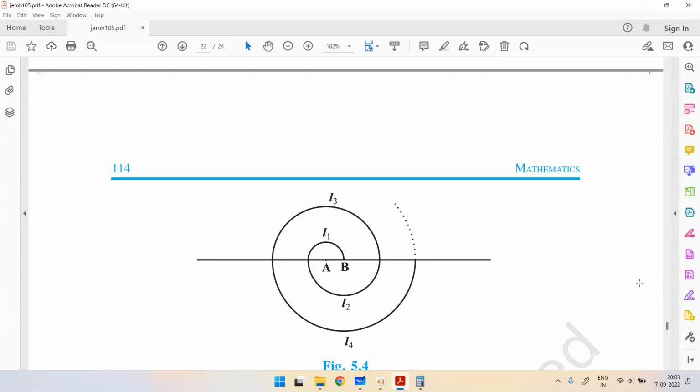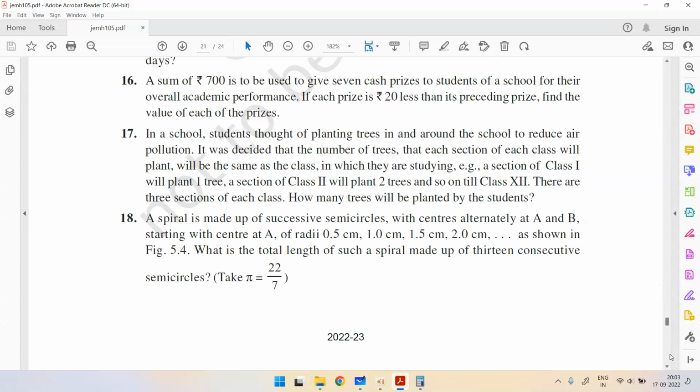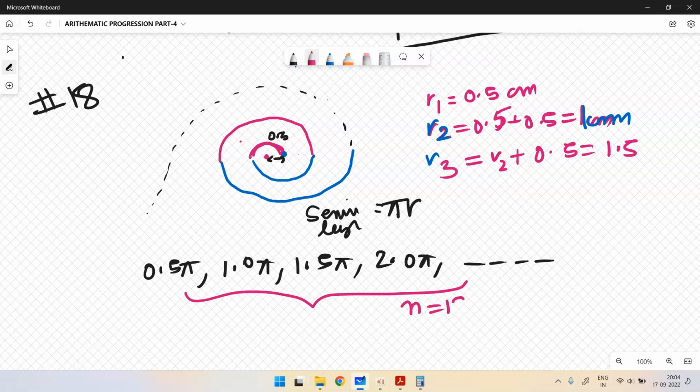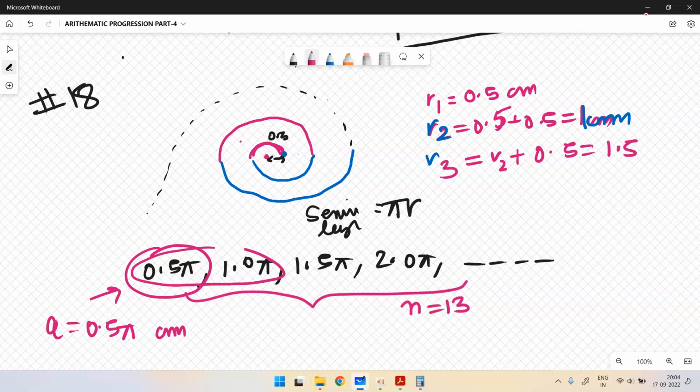Now what we need to find is the total length of 13 consecutive semicircles. It is given that these terms are up to n equal to 13, and from this you can infer that the first term a is 0.5 pi centimeters. And d, the common difference, is 1.0 pi minus 0.5 pi, which is 0.5 pi centimeter.